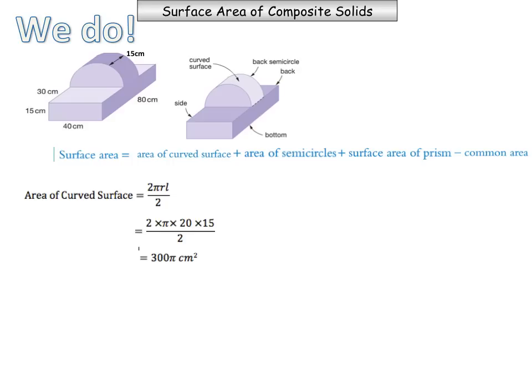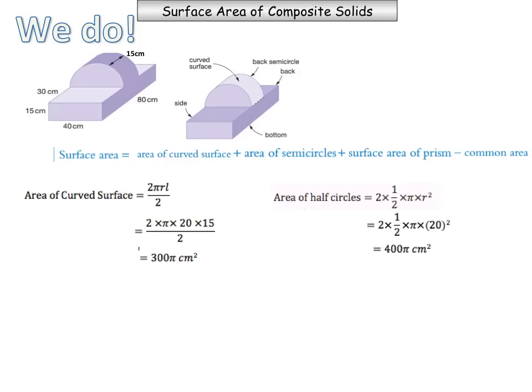So the next thing is we need to find the area of the semicircles. Now, for semicircles, we use 2 times a half times pi r squared. Again, substituting the value for r, which is just 20. Substitute that value in, and that gives us 400 pi centimetres squared.